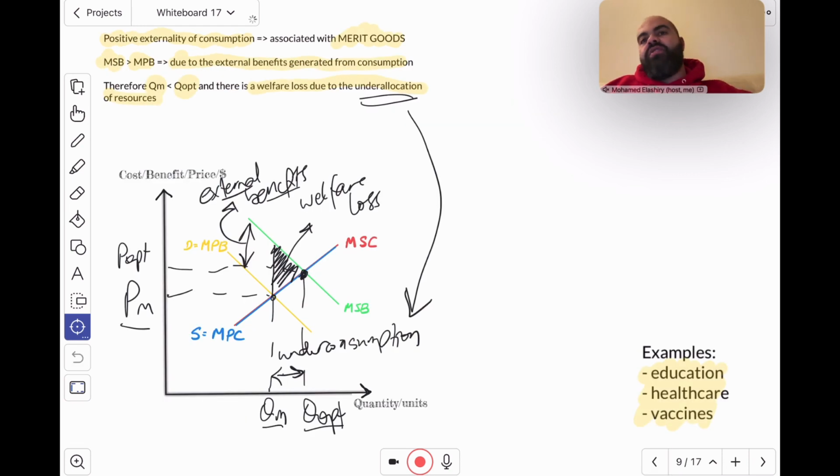So what did I cover? Again, I said positive externalities of consumption is when the consumption of a product benefits both the individual and the rest of society, generates external benefits for the rest of society. It's associated with merit goods. In this case, the MSB is greater than the MPB because of the external benefits, and the result of this is that QM is less than Q opt. There's an under-allocation of resources that takes the form of underconsumption. Examples of merit goods are education, healthcare, vaccines.